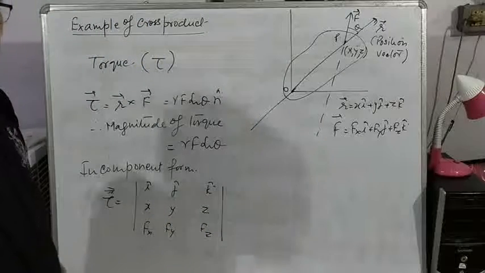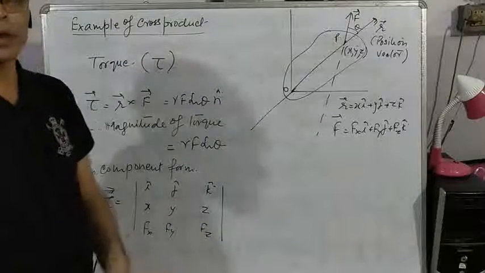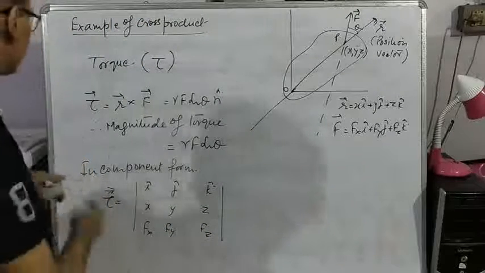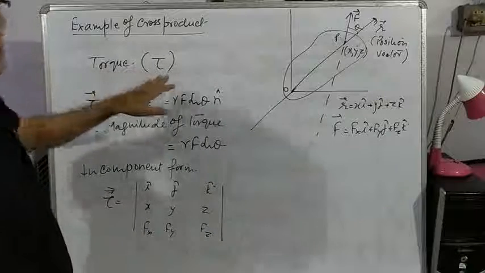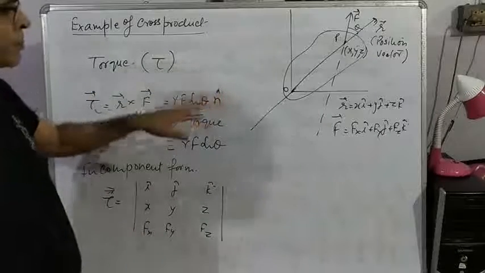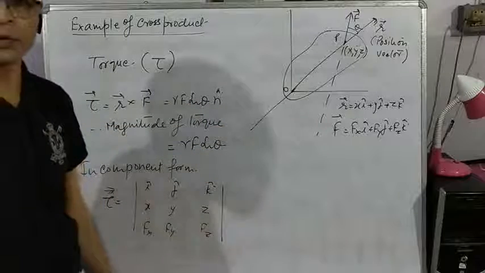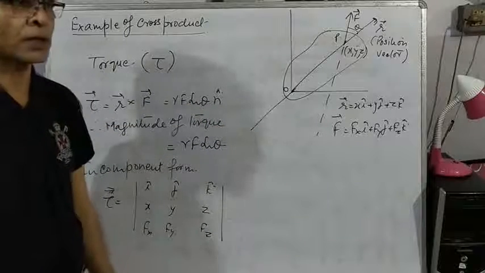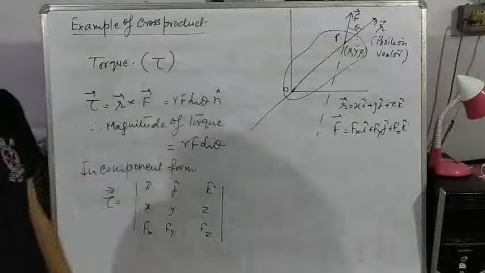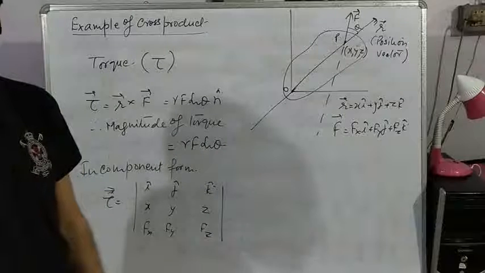Now let us understand one example of cross product. Torque is a very common example of cross product. I suppose you have an idea of torque. You studied it in class 10th. Torque is a quantity which is responsible for rotational effect.